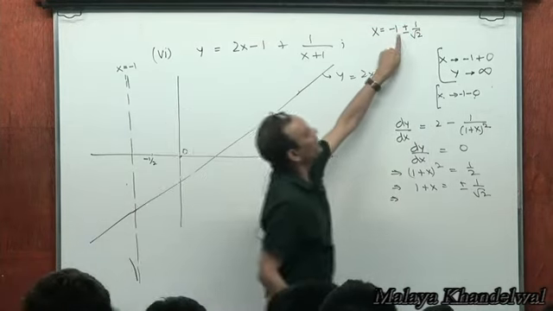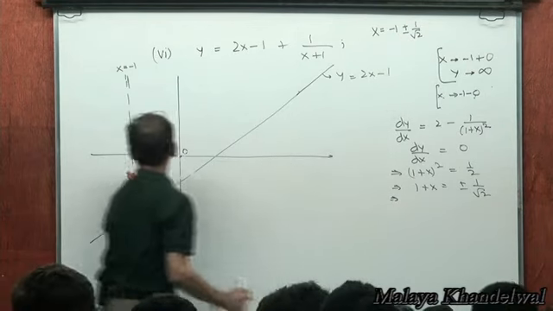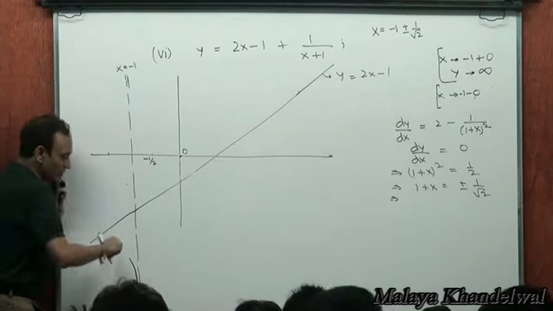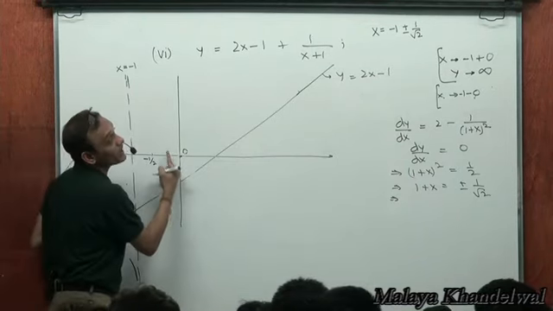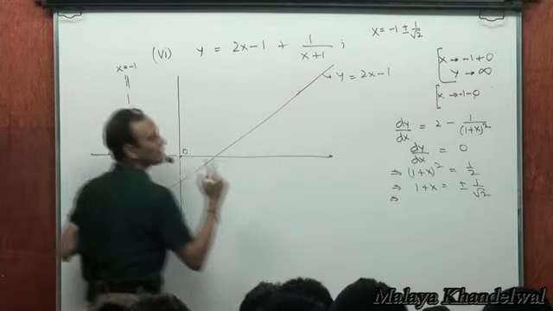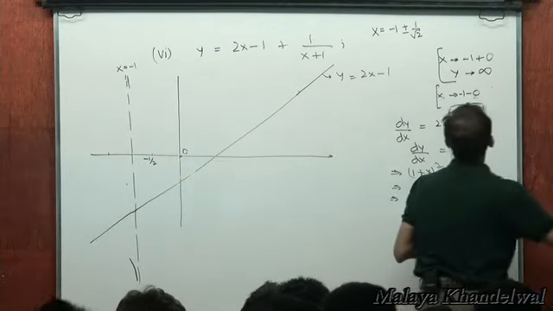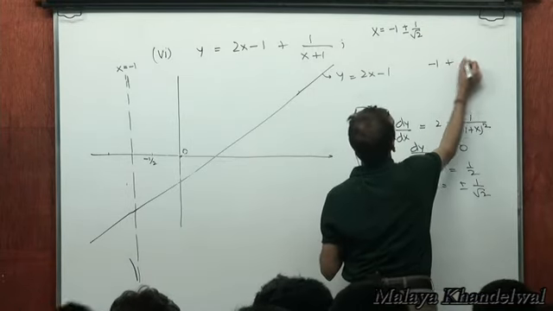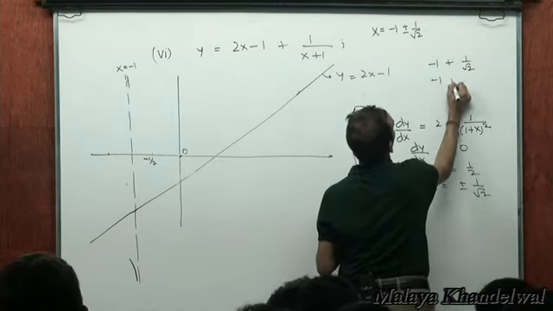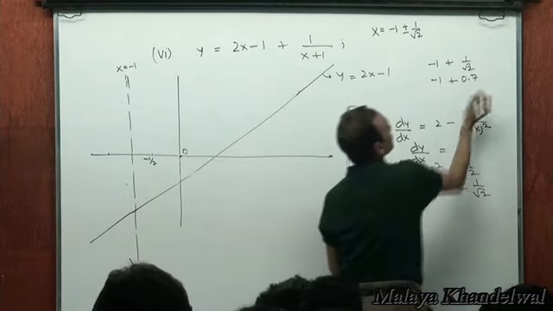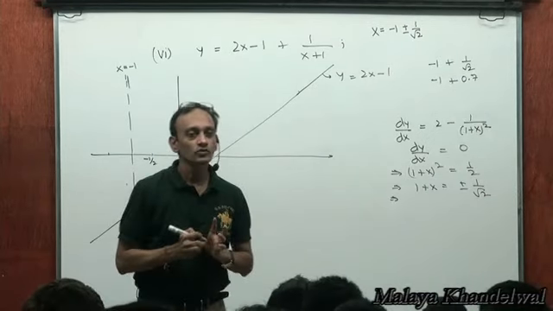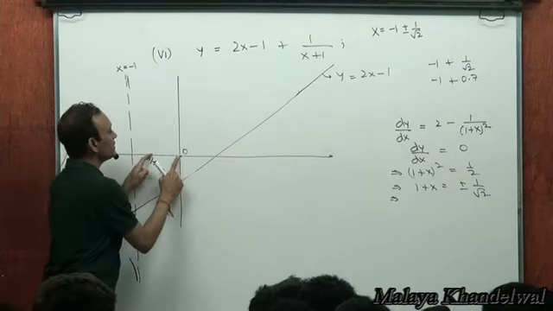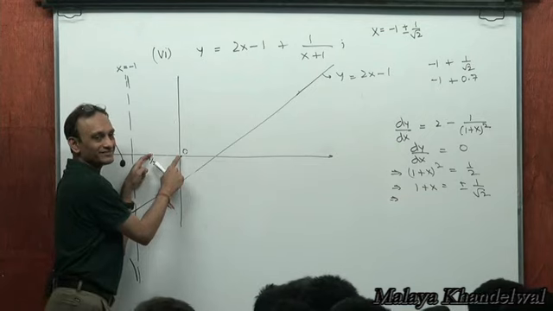Hey, minus 1 by root 2 must be to the left of minus 1. That means this must be minus 1 by root 2 where you would expect a local maximum, and minus 1 plus 1 by root 2 must be here. See, one thing, minus 1 plus 1 by root 2 is like minus 1 plus 0.7, roughly 0.7. So, minus 0.3 roughly, minus 0.3 is obviously between minus half and 0, isn't it?